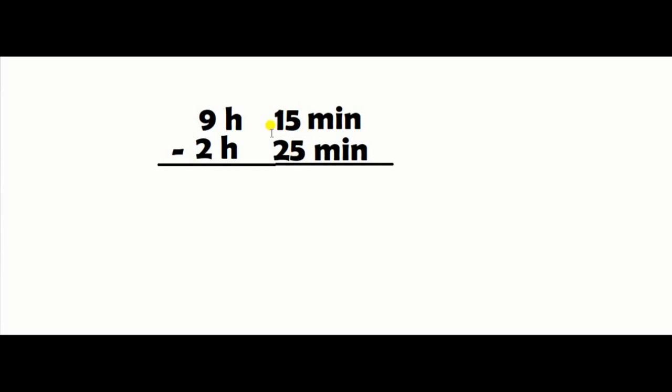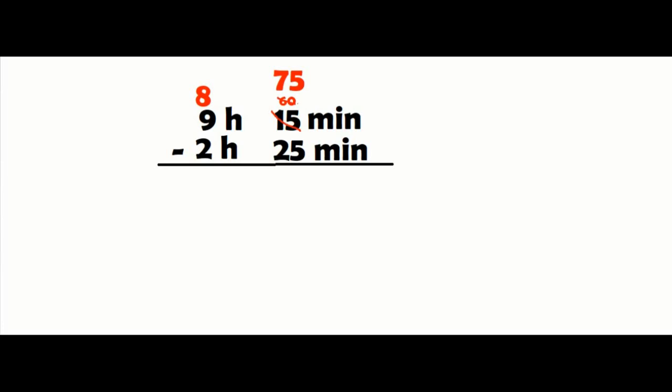Hence, I am going to borrow an hour from this 9 hours. Therefore, I am going to have 8 hours remaining. Now, I am going to bring the hour over to the minute side. And for me to do that, I will have to convert the hour into minutes. And we all should know by now, 1 hour equals 60 minutes. Therefore, I can add 60 minutes to 15 minutes. Now, 60 minutes plus 15 minutes gives us 75 minutes. So now we have 75 minutes to work with.